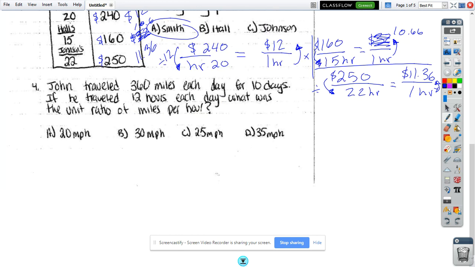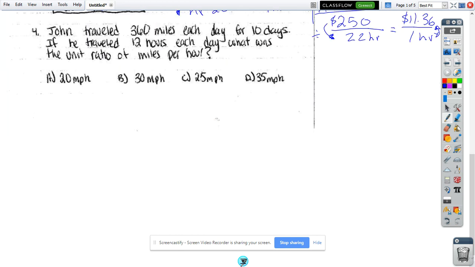Let's go ahead and take the next question. John traveled 360 miles each day for 10 days. If he traveled 12 hours each day, what was the unit ratio of miles per hour? And then it has, okay, it's miles. We're looking for miles per hour. And it tells us that here. What was the unit ratio of miles per hour? That's a key. So we're going to set it up.